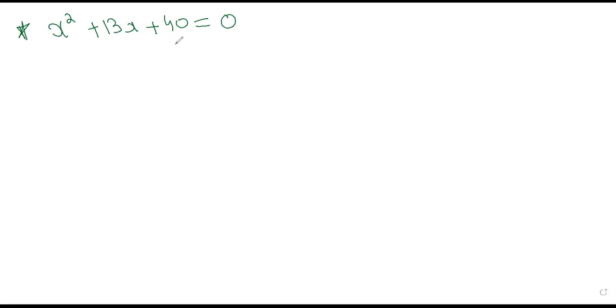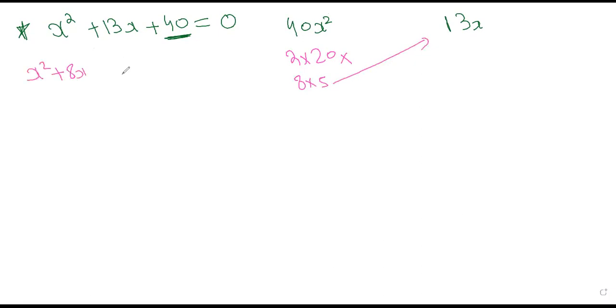You need to think of two numbers such that when you multiply them, you get 40x square, and when you add them, you get 13x. So you will start thinking about the factors of 40. It could be 2 into 20. No, it cannot be, because that will not give you 13. Okay, it can be 8 into 5. Can that give you 13? Yes, it can give you 13. Okay, very good. So it would be x square plus 8x plus 5x plus 40 equals 0.